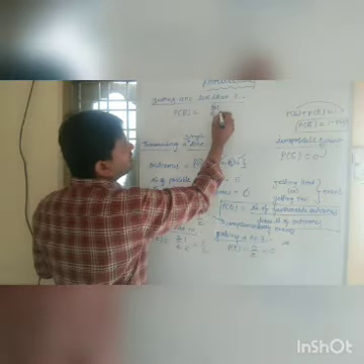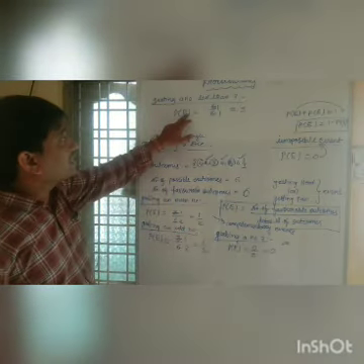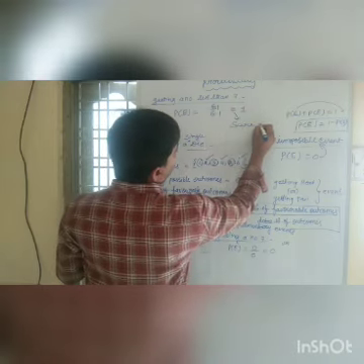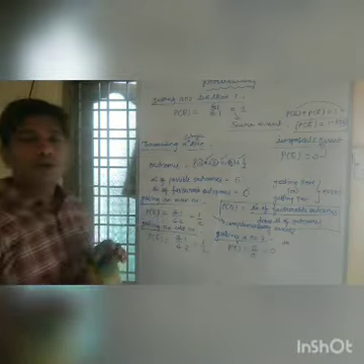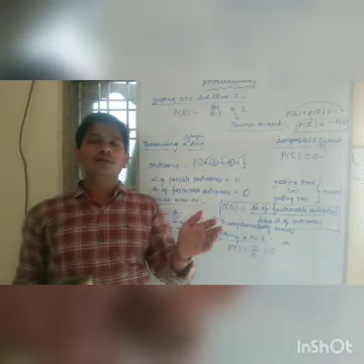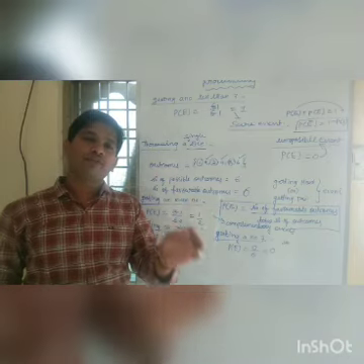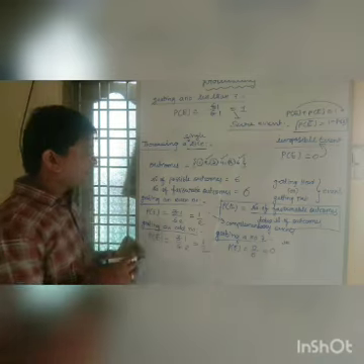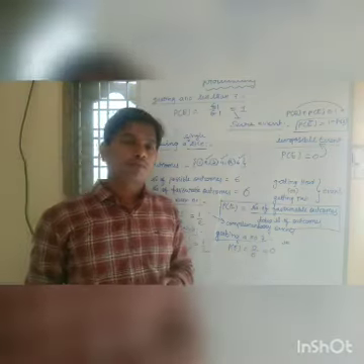So the answer is 6 by 6. I mean 6 ones are 6, 6 ones are 6. That is, the answer is 1. So such an event is called a sure event, children. I mean the probability of the event is equal to 1. So such an event is called a sure event. Right? Now children, coming to the sum of all possible outcomes.